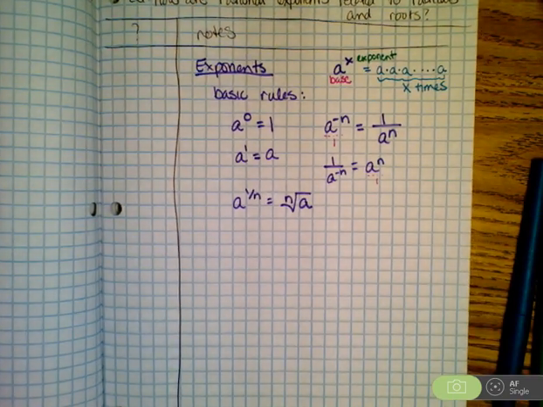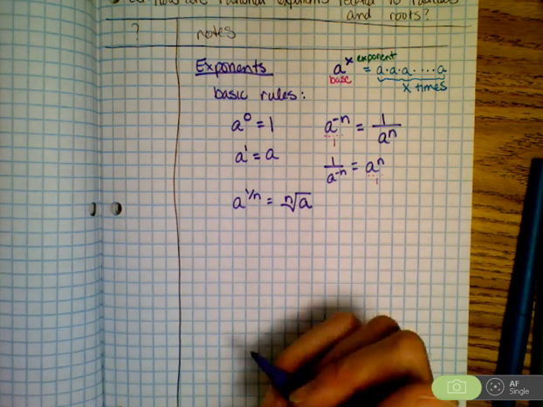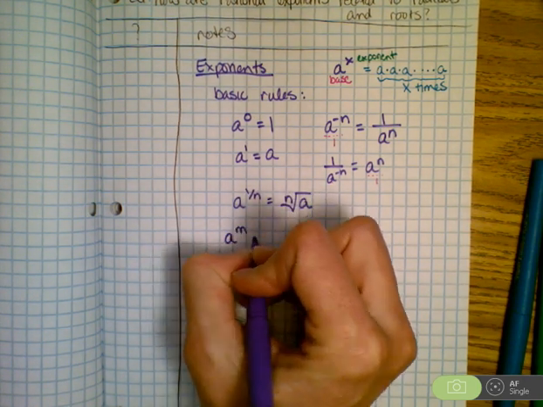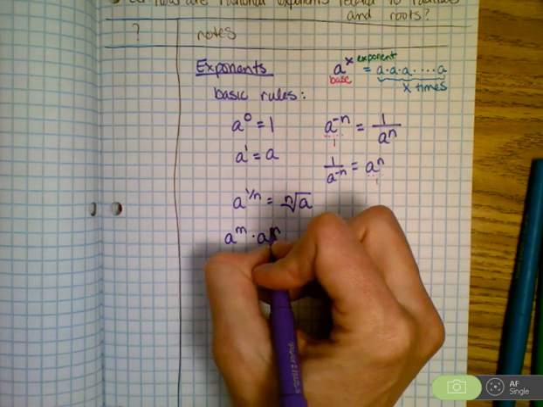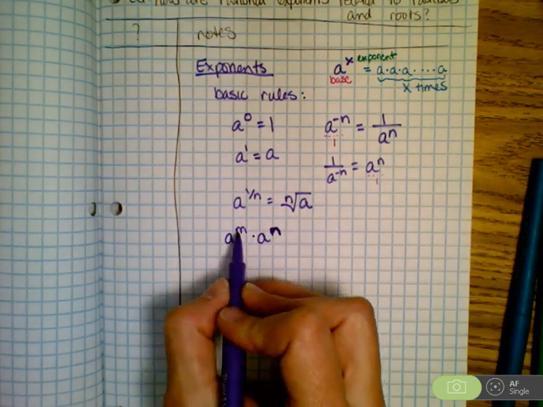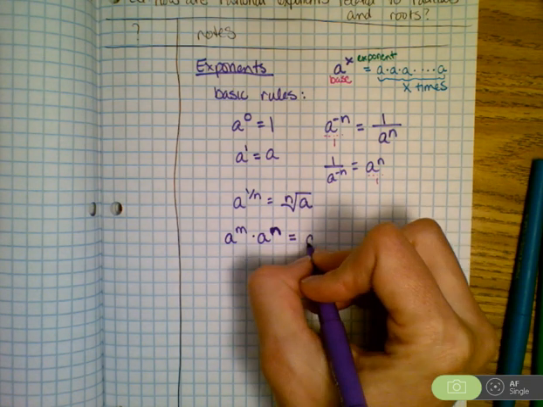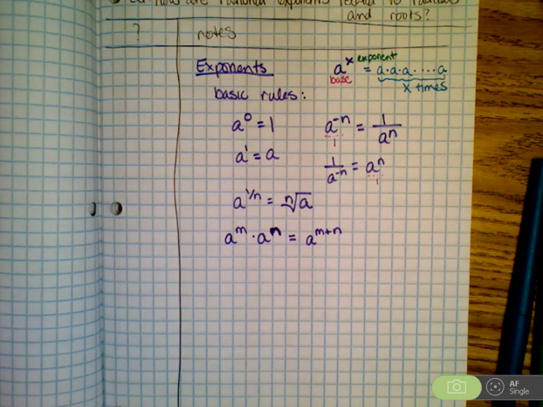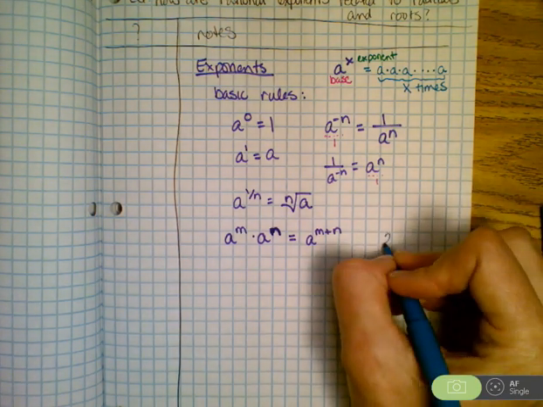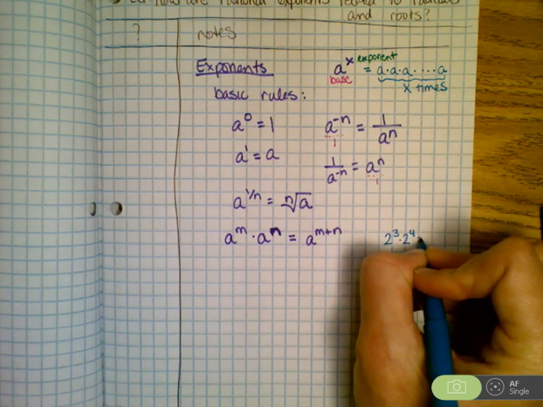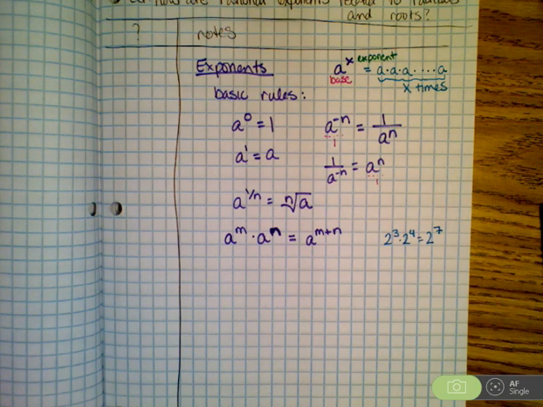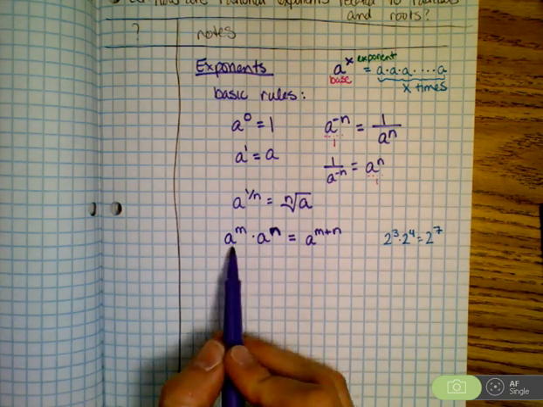So we've got those rules, and then we've got some rules for how to put together things with the same base. Another rule for exponents is a to the power of m times a to the power of n. Those are two different exponents, but the same base, so you add the exponents. A quick example: 2 to the 3rd times 2 to the 4th equals 2 to the 7th. And that works for any base as long as both bases are the same.